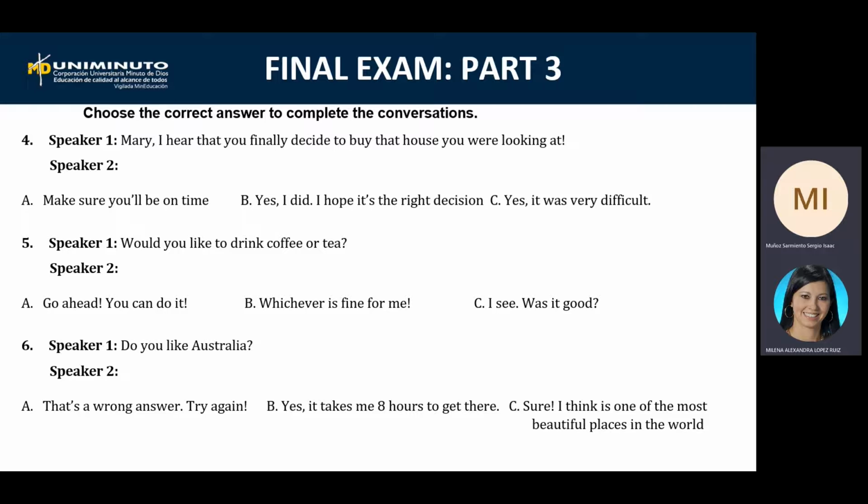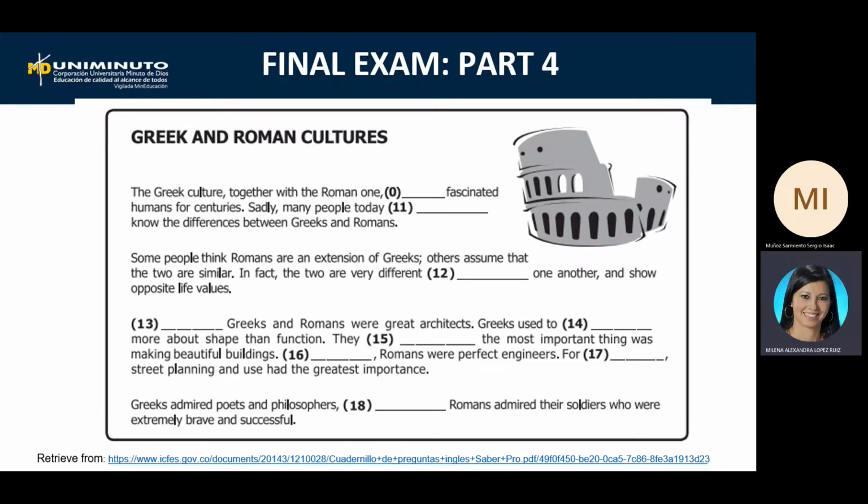Excellent. Okay, Sergio. So just remember, part 3 in your final exam is going to be about conversations, when you have to choose the best part of the conversation. There are going to be 2 speakers, A or B, or speaker 1 and speaker 2, and you are going to choose the best option for completing the conversation, okay? Do you have questions about part 3 of the exam? Okay, Sergio. So we're going to continue with part number 4.